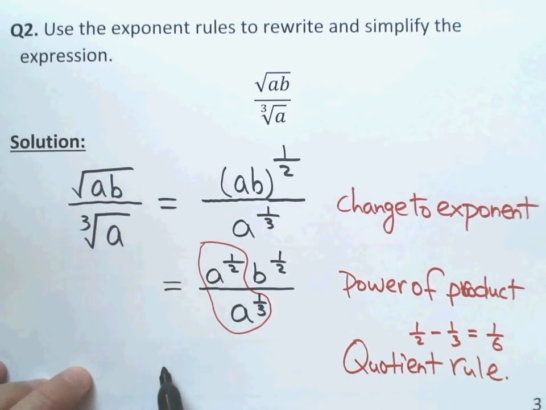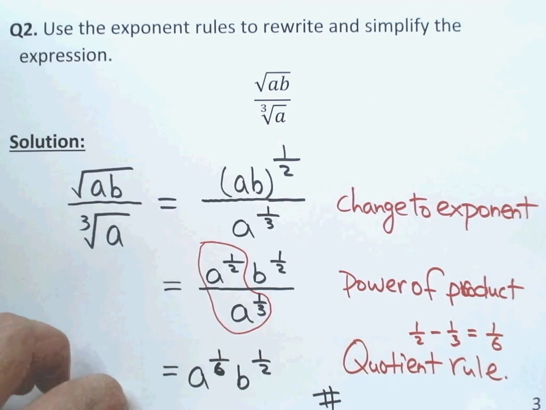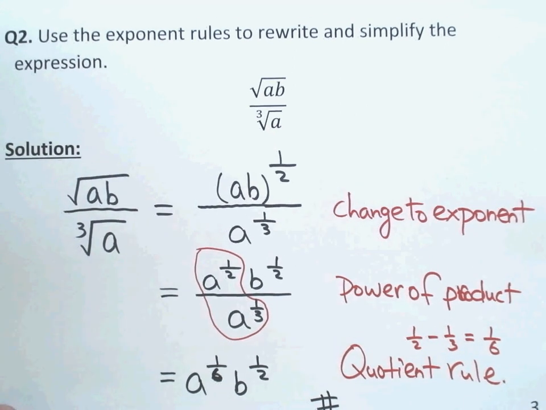So that's all we need, and we get the answer. Here should be a raised to the 1/6 power, and here b is still raised to the 1/2 power. So this is the answer. And that's all. Thank you.